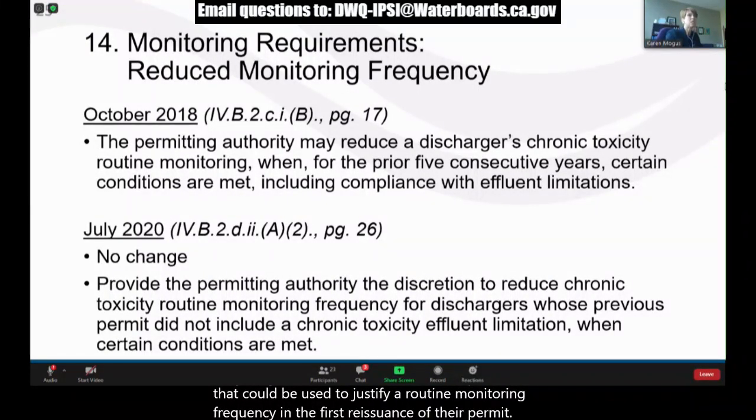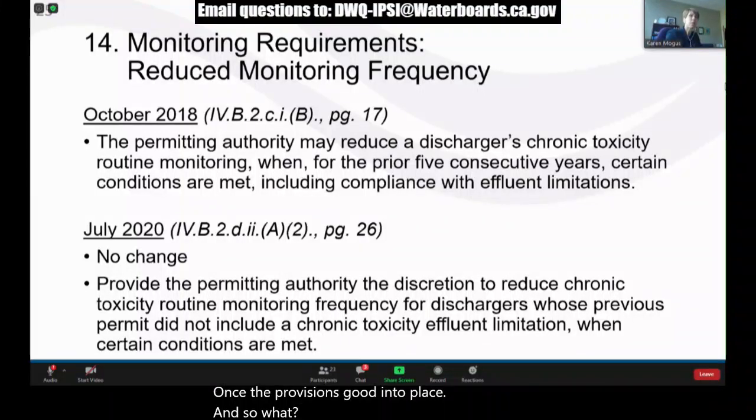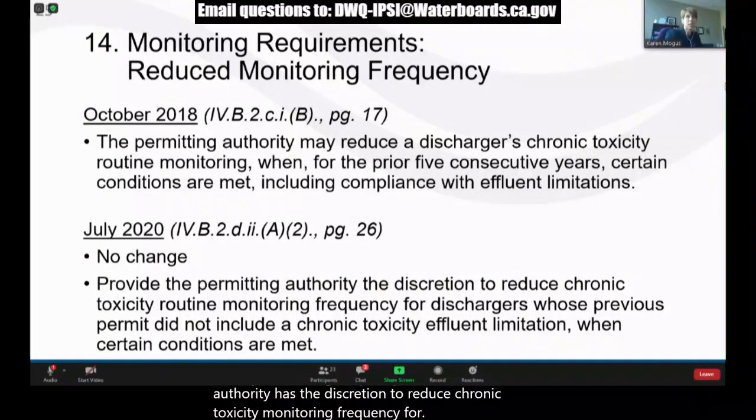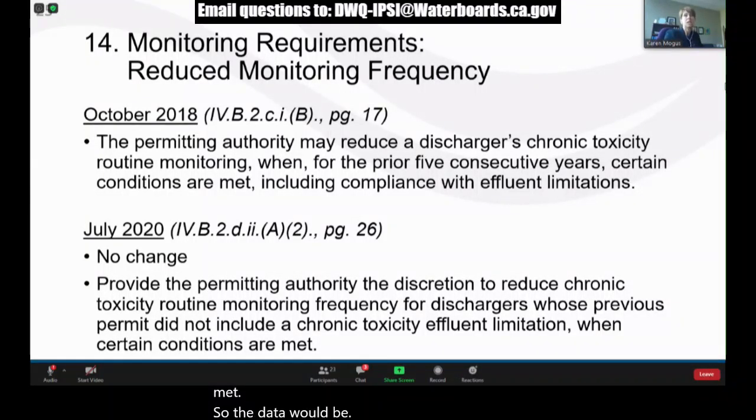get into place. And so what we've included now is the permitting authority has the discretion to reduce chronic toxicity monitoring frequency for dischargers whose previous permit didn't include chronic toxicity effluent limitations so long as certain conditions are met. So the data would be reanalyzed using the TST. It allows for reduced monitoring frequency for dischargers who have data that can be used to justify it. A little bit more flexibility.